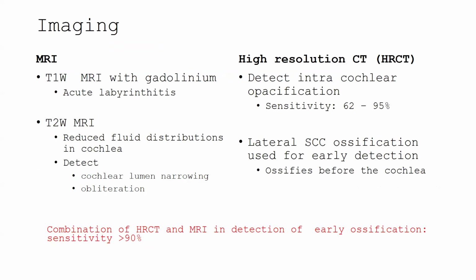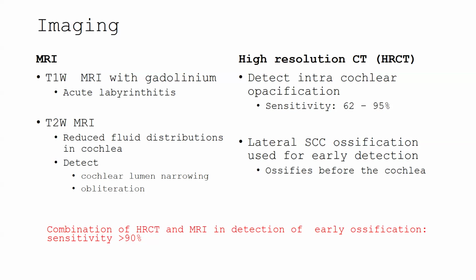On MRI, on a T1 weighted image with gadolinium in acute labyrinthitis, you will be able to pick up increased enhancement of the labyrinthine fluids. On a T2 weighted MRI, this is important after the ossification has started. It will show reduced fluid distribution in the cochlea, and it's more sensitive than CT for detecting cochlear lumen narrowing or even obliteration.